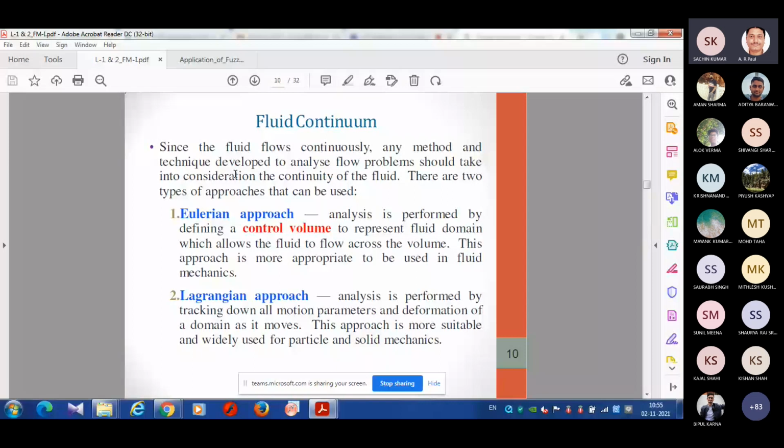Another is the Lagrangian approach. This is named after the mathematician Lagrange. The Lagrangian approach tracks individual particles. Like in the previous example, if I name each and every student, and if I can track the movement of each and every student, this is what is known as Lagrangian.